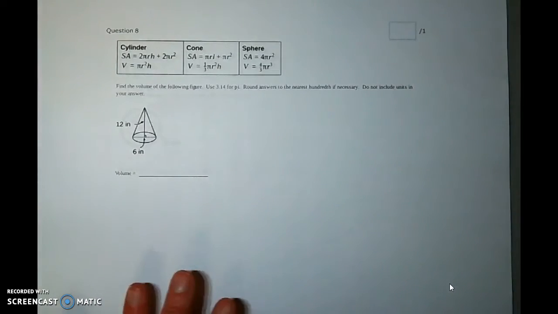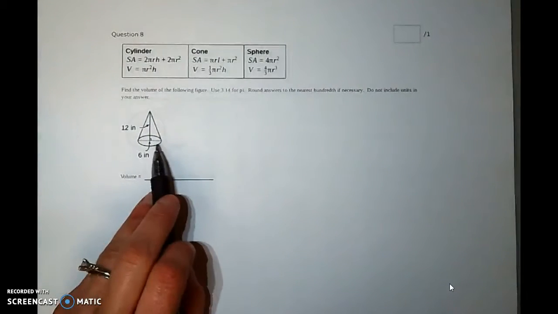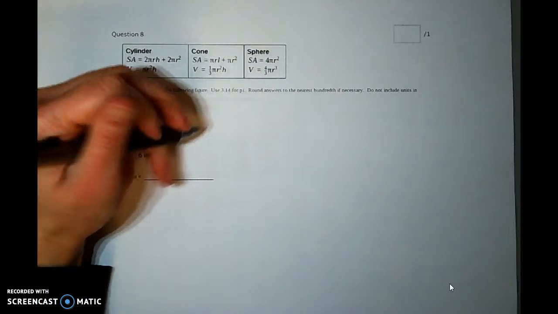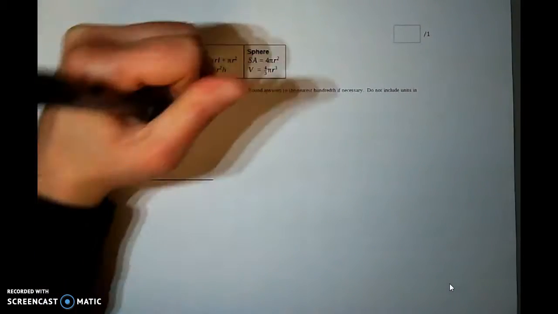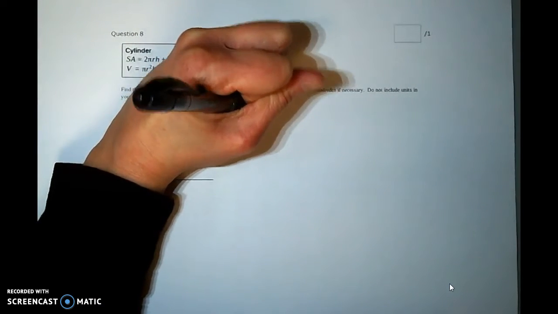So we have another example of volume of a cone. It says find the volume of the following figure, and this time they're giving us the diameter. So I know that in my formula I need radius, so if the diameter is 6, the radius is half of that, 3, but I'm still plugging into the same formula, volume equals 1/3 pi r squared h.